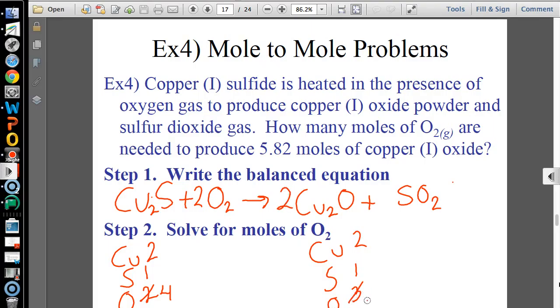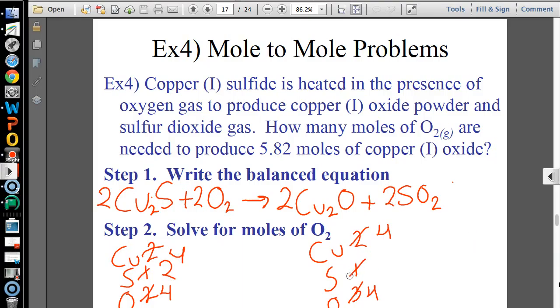That is going to give me that 1 more oxygen that I need, but that is going to give me 4 coppers. So I'm going to have to address that, and I'm going to do that by putting a 2 here. That's going to give me 4 coppers and 2 sulfurs. And so now I need to put a 2 here.